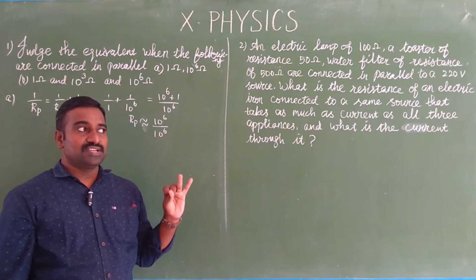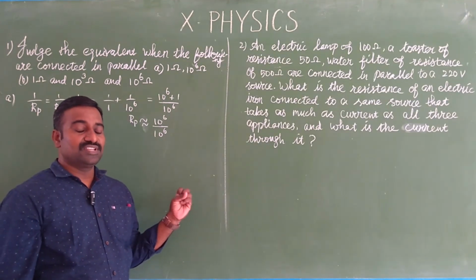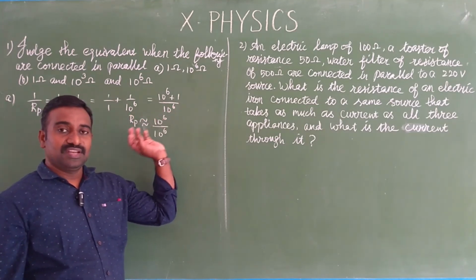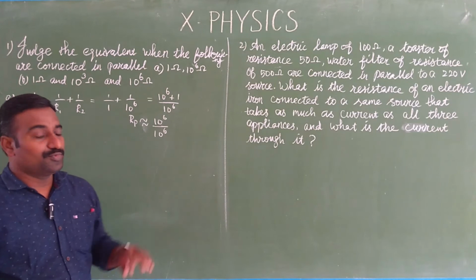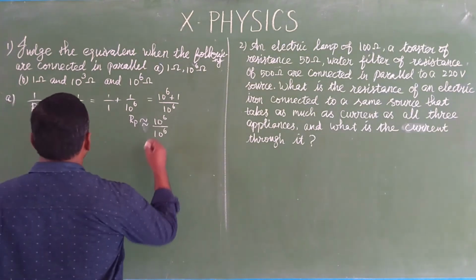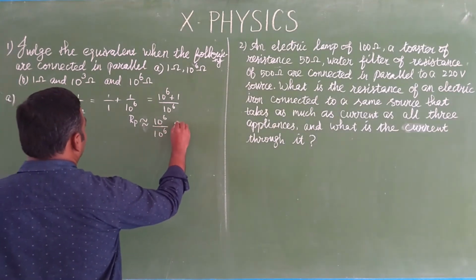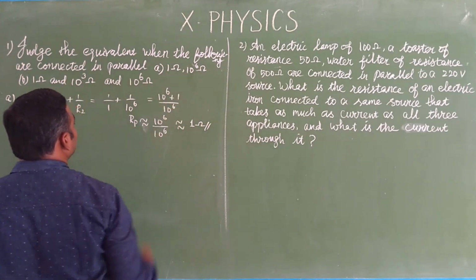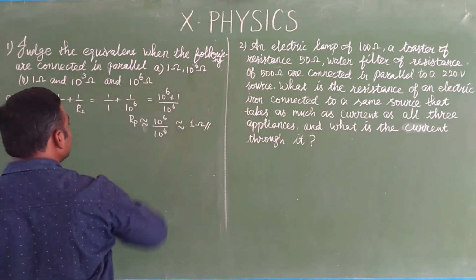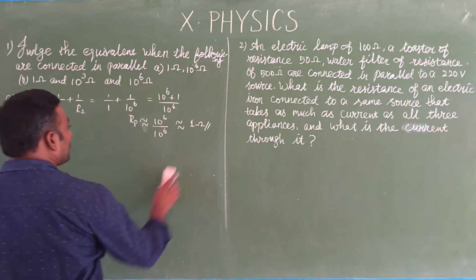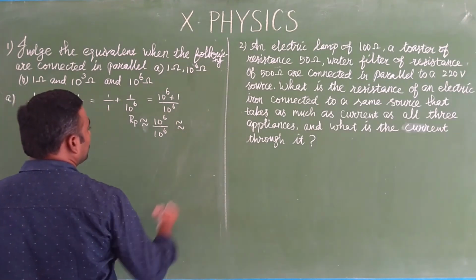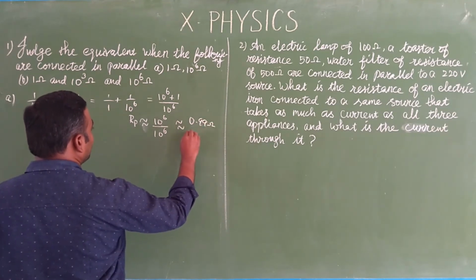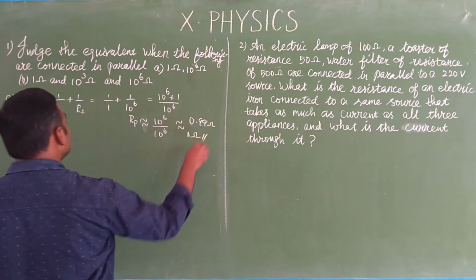1, 10, 100, 1000, 10,000, lakh, 10 lakh. So 10 lakhs plus 1 divided by 10 lakhs, not much change. So the ratio of these two values is approximately equal to 1 ohm. For this parallel combination, the result is less than the least resistance, but actually the accurate answer is not this value. It is 0.999 something, but we round off to 1 ohm. So this is one case.